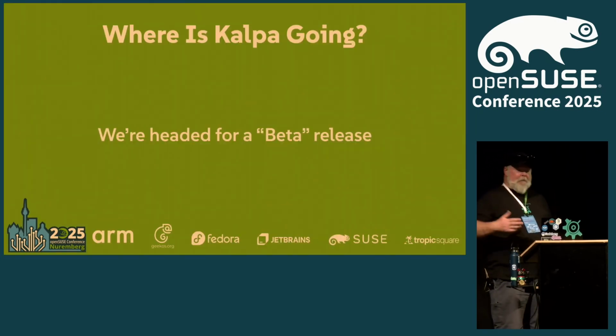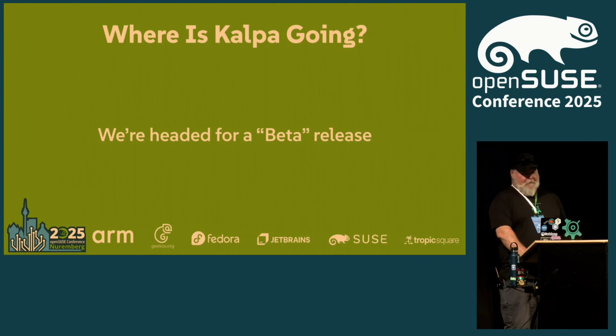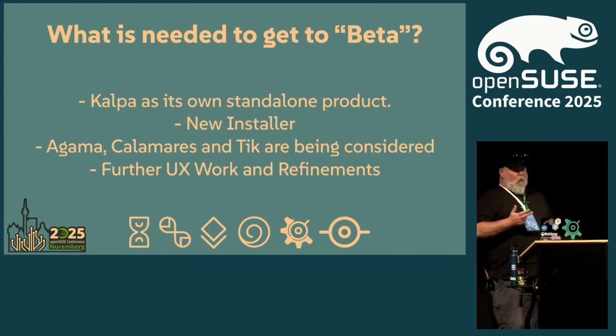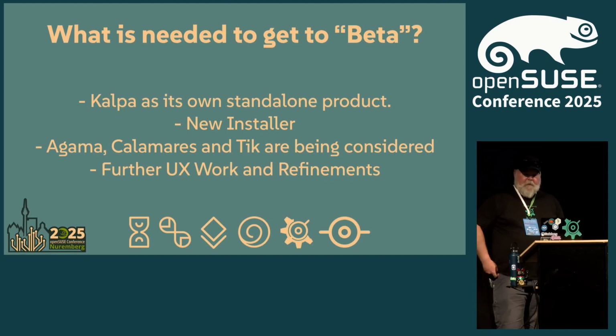So where am I going? I'm trying to get to beta. I was hoping to be able to announce that here at the conference. A few things got in my way, and I wasn't able to get it done. So what am I still needing to get to beta? I need to be my own standalone product before I make that announcement, which does require a new installer.